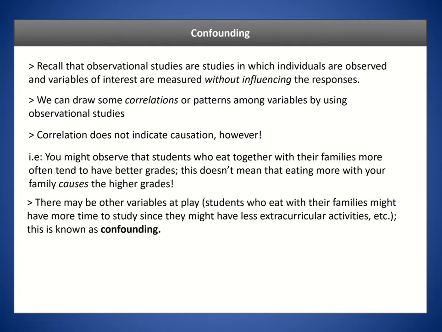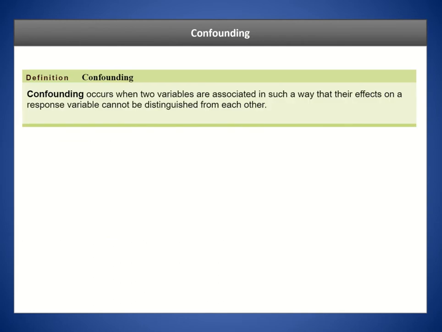So there may be other variables at play. For instance, if you're eating together with your family more often, that might indicate you have more time to study. You might have fewer extracurricular activities. You might not have a part-time job. There are these other things that eat away at your time that might be related. So this might be a time constraint for those who are not able to do this. And so this variable is known as confounding. The confounding variable, in this case, is the amount of time that they'll have.